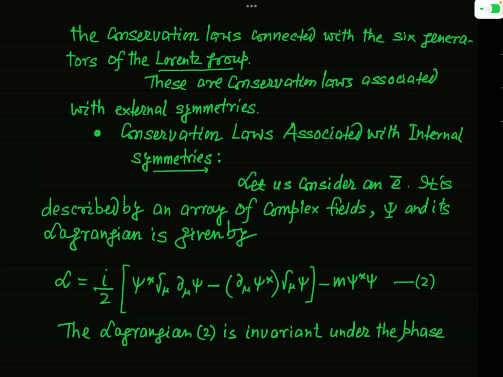Corresponding to the principle of conservation of linear momentum, you have seen that the absolute position is the non-observable. Corresponding to the principle of conservation of energy, absolute time is the non-observable. Corresponding to the principle of angular momentum, the absolute direction in space is the non-observable. And corresponding to the conservation laws of the six generators of the Lorentz group, the absolute velocity, or the uniform velocity, is the non-observable.